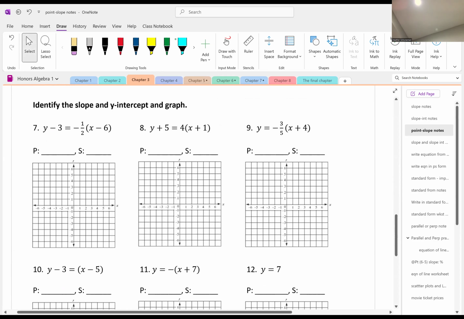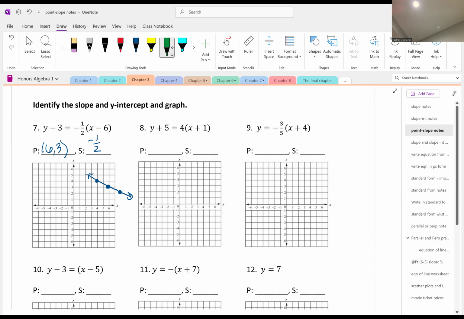Okay, a little bit more practice with them. On this one, our slope is -1/2. The point is the opposite, so 6, 3. So we'll go to 6, 3 and make a point. And we go down and to the right, or the opposite would be down and to the left. And being able to graph points in both directions allows us to accurately pick points on our graph.